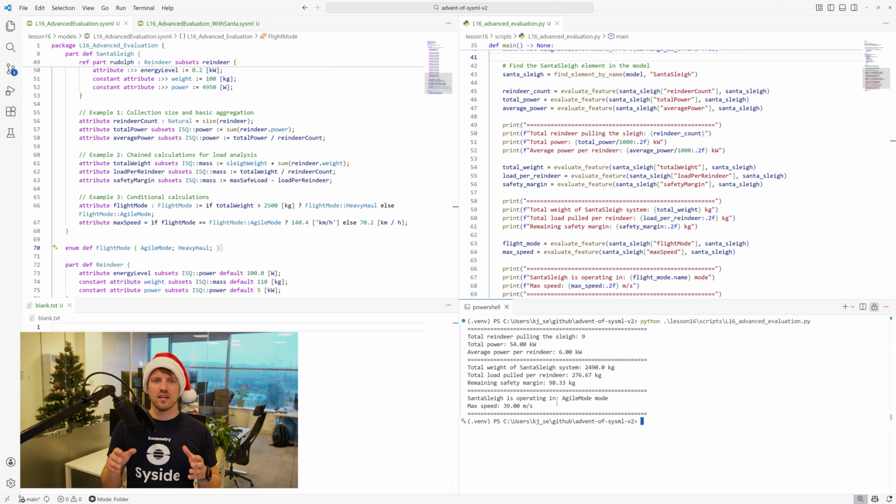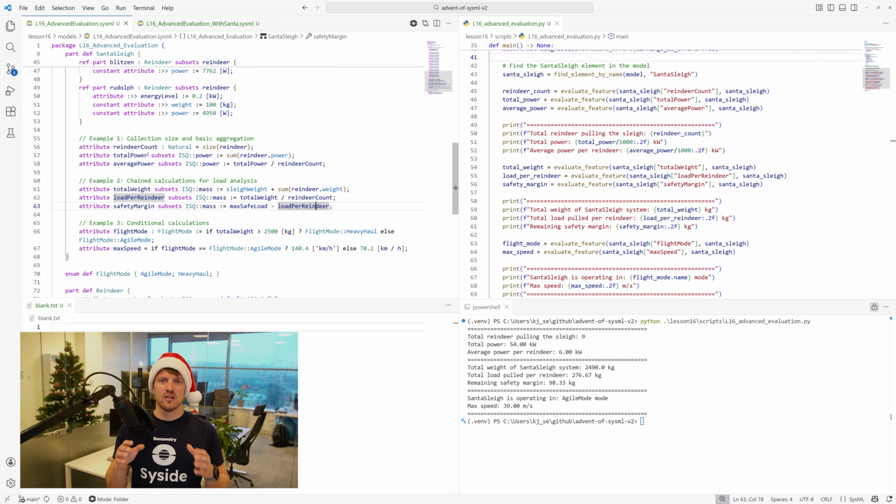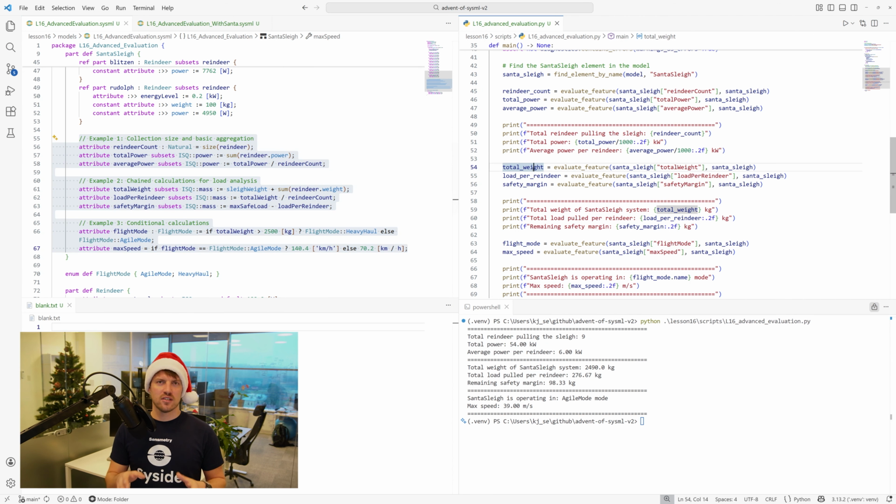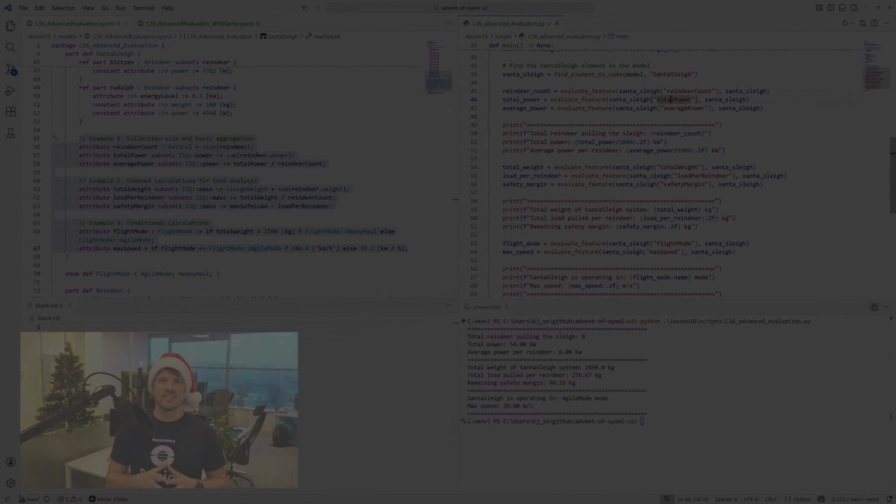We accomplished a complete system level analysis from model-defined calculations. The script simply evaluates attributes without any loops, aggregation logic, or conditionals in our code. All the complexity lives in the model itself.